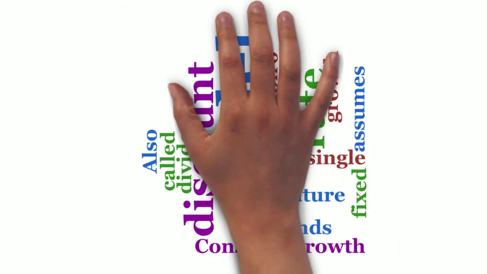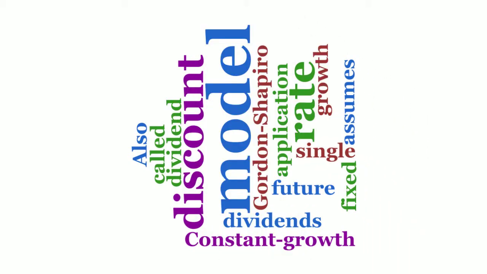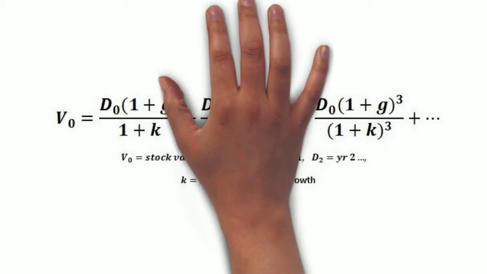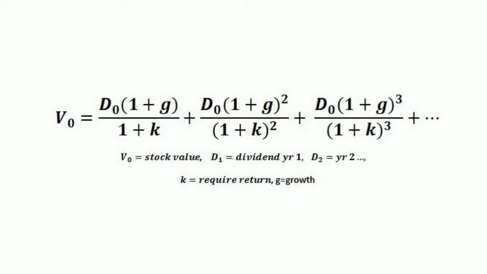In this video, we are going to talk about the dividend discount model and how it can be used to find a firm's intrinsic value. The dividend discount model is a fundamental tool for valuing a company. This model equates the value of a company's equity with the present value of all future dividends.